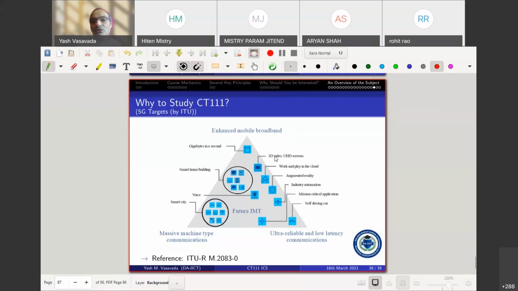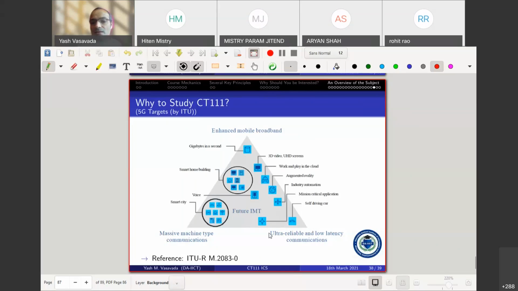And so using that, you should be able to do 3D video, and you should be able to get ultra high definition videos on your screens. And then there is something called massive machine type communication. That is what I was telling you, the sensor networks and the Internet of Things, which, for example, can build up a smart city or a smart hospital or a smart home.